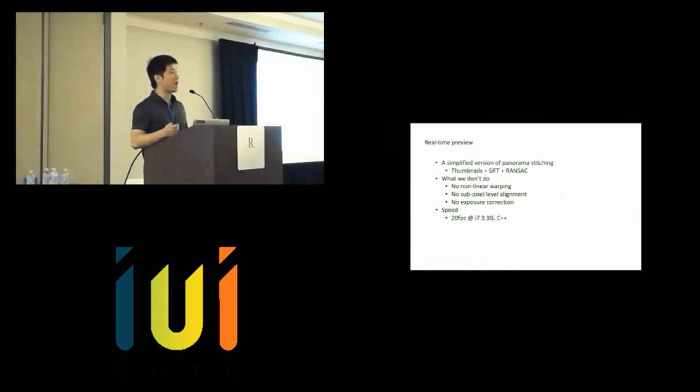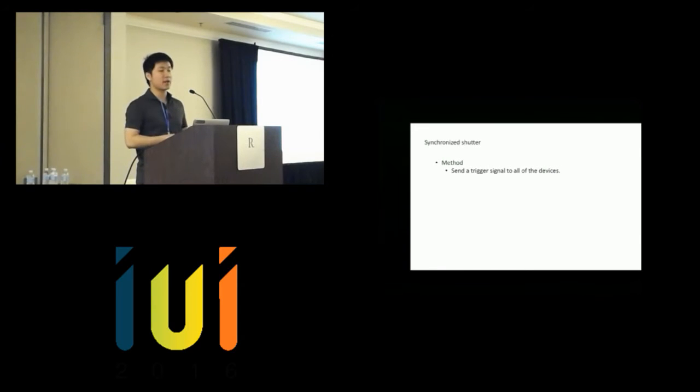Technically, how the real-time preview is done is we have a backend server, and every device is sending their real-time thumbnails of the camera images to the server. Then we use existing algorithms to stitch a downsampled version of the final panorama. Nothing fancy here. We don't do any specific optimization like nonlinear warping or sub-pixel level alignment, etc. So this turns out to be pretty fast. With an i7 processor, we are able to get 20 frames per second in a local Wi-Fi network.